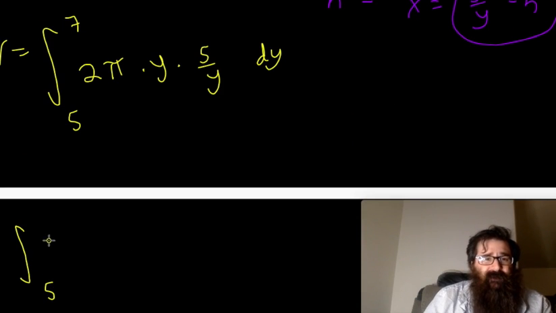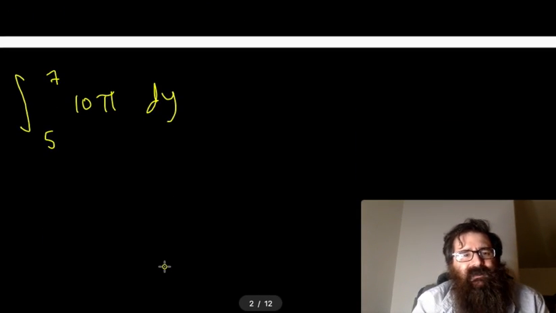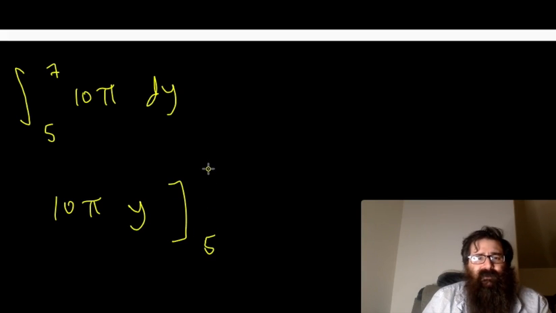We have the integral from 5 to 7. 2 times 5 is going to give me 10 pi. And I want you to notice that y over y cancels. So we just have 10 pi dy to integrate. We can integrate that. It's a constant. We integrate the constant, it just generates that variable back. So 10 pi y, and that's from 5 to 7.